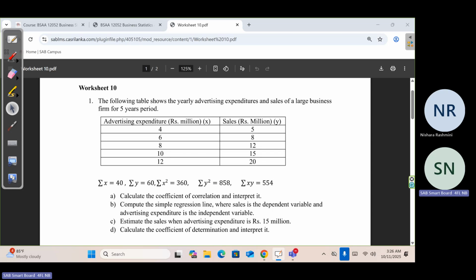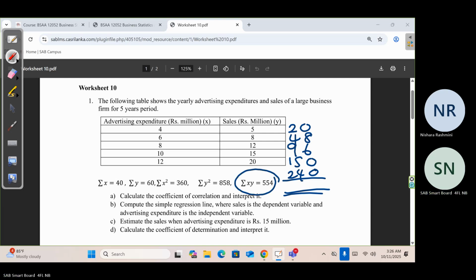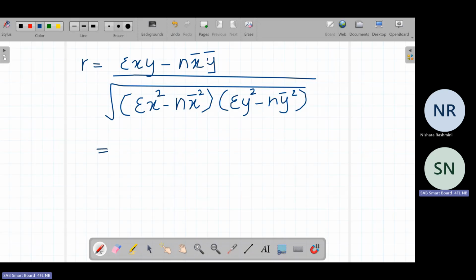Then here you can take this. This is the way. 4 into 5, 20. 6 into 8, 48. Here 96, 150 and 204. Then you take the summation, it's equal to 550. Understood? Okay, then here instead of sigma xy, we can write down 554.